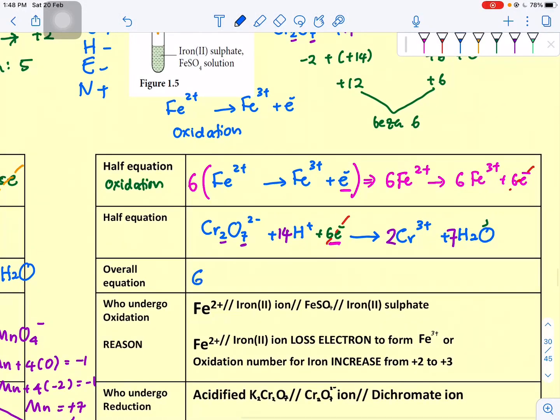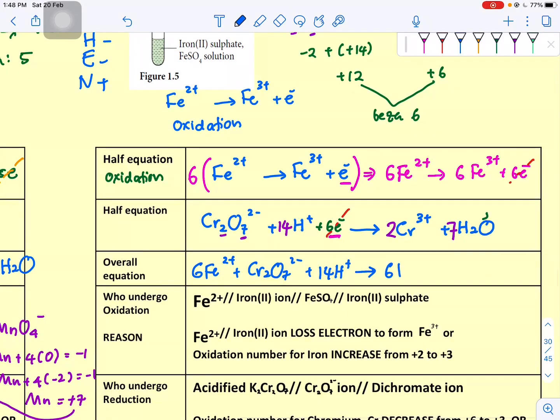Siapa belah kiri? 6Fe2+. Settle yang atas. Belah kiri yang bawah kita ada Cr2O7 2- plus 14H+. Settle belah kiri, sambung belah kanan. 6Fe3+, 2Cr3+, 7H2O. You can double check the total charge is supposed to be the same.